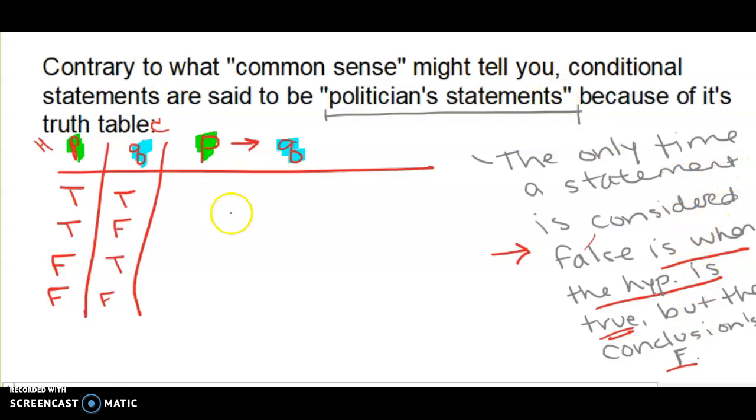So let's look at this. Where is the hypothesis true? Remember, P is the hypothesis. So it's either here or here. And the conclusion is false. Well, here the conclusion is false. So this second statement is false. The rest of them are true. And that's all that truth table looks like.